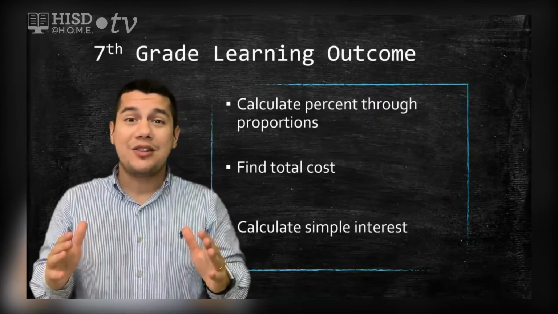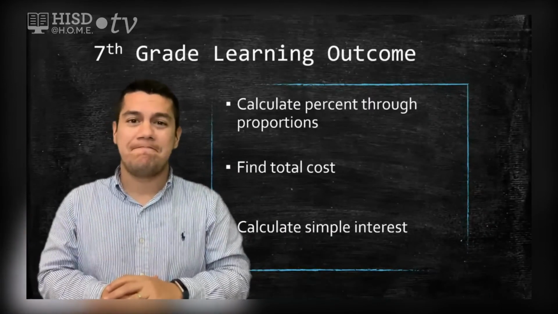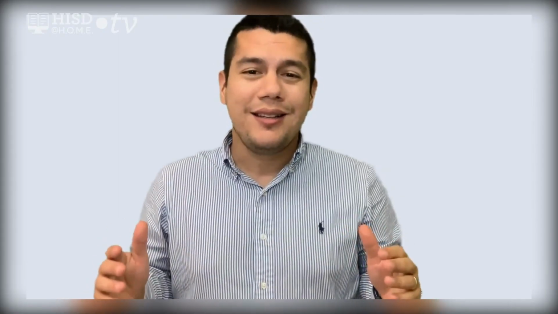So now let's get to our 8th grade section. Our 8th grade objective is to use the Pythagorean Theorem to solve problems in mathematics. We're gonna start by looking at what the Pythagorean Theorem means. So let's get to work.